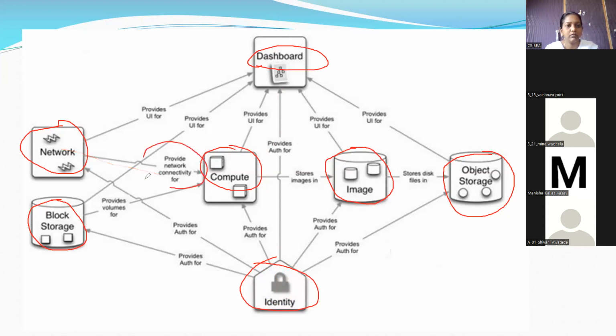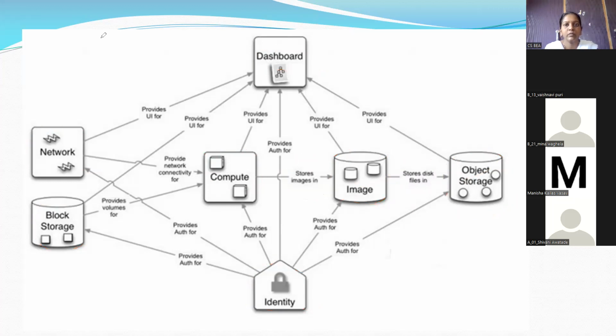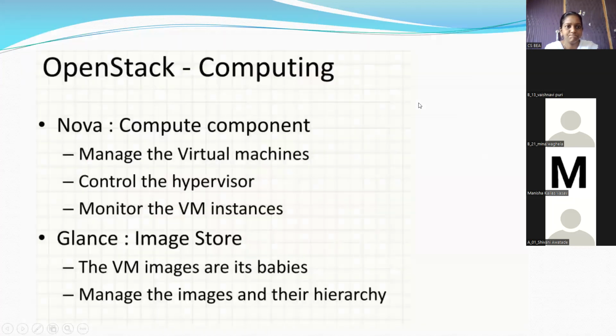Then after it will be giving you the connectivity through the network. So connectivity will be given to the compute. Images will be stored on the image part, then files will be stored over here. So if your ideas are perfect with this particular architecture structure, then you can write your answer very well. So this is all the architecture part of OpenStack.